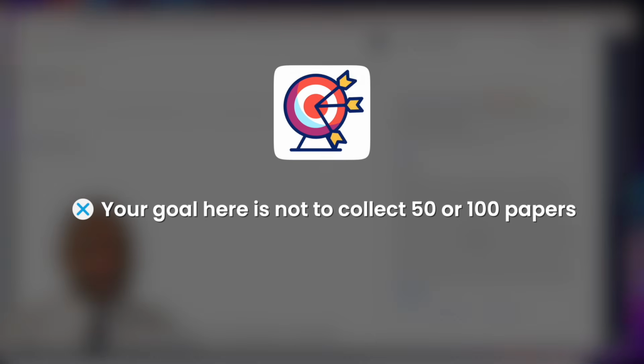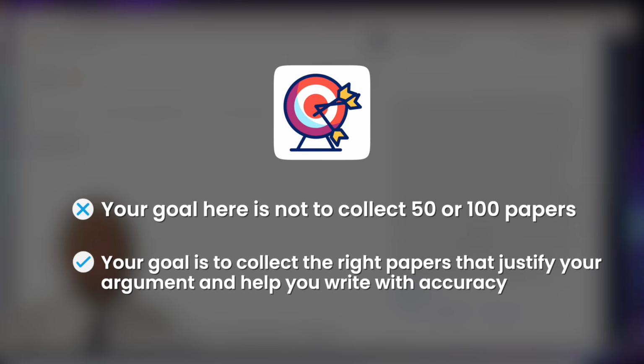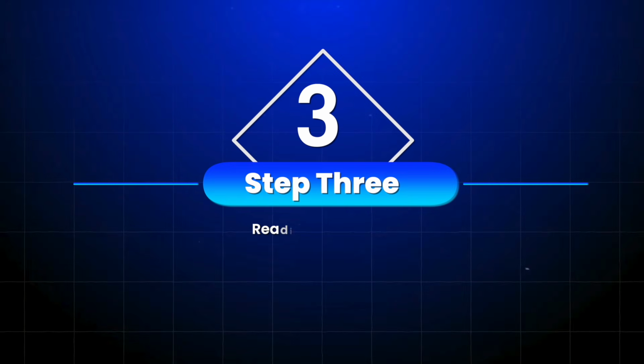Your goal here is not to collect 50 or 100 papers. Your goal is to collect the right papers that justify your argument and help you write with accuracy. So once you've gone through the literature discovery phase, the next step, step 3, is reading and synthesis. In this step too, you can use a very unique feature in Paperpal called Chat PDF.